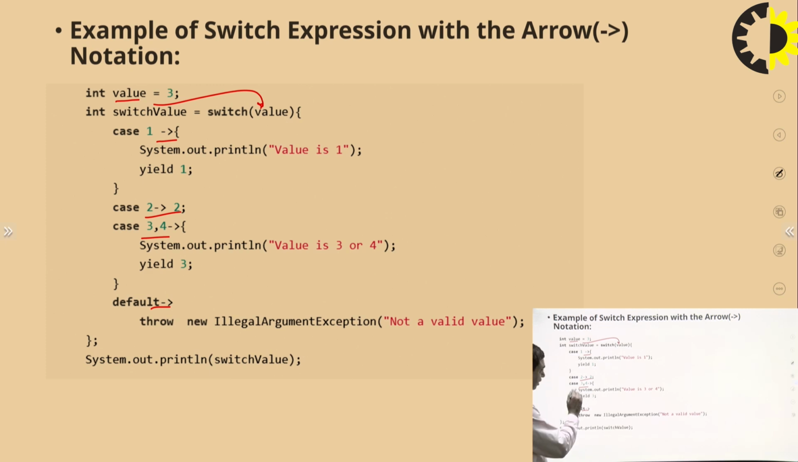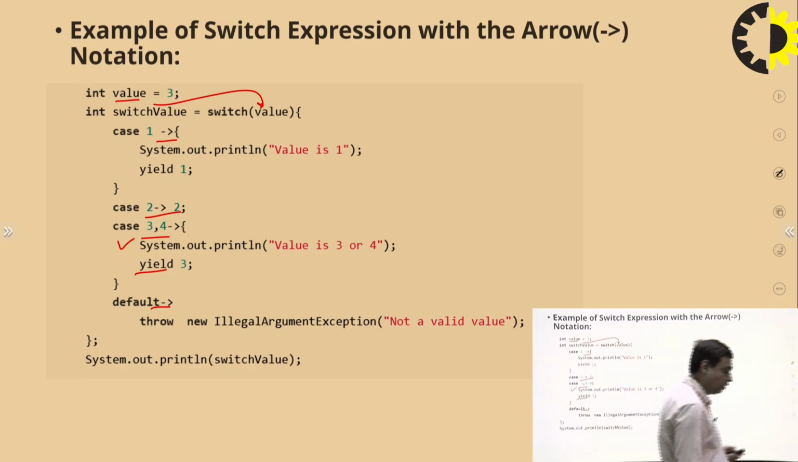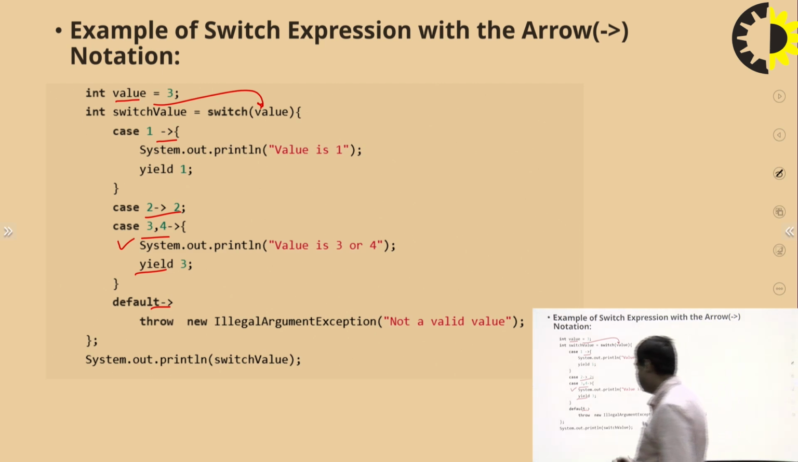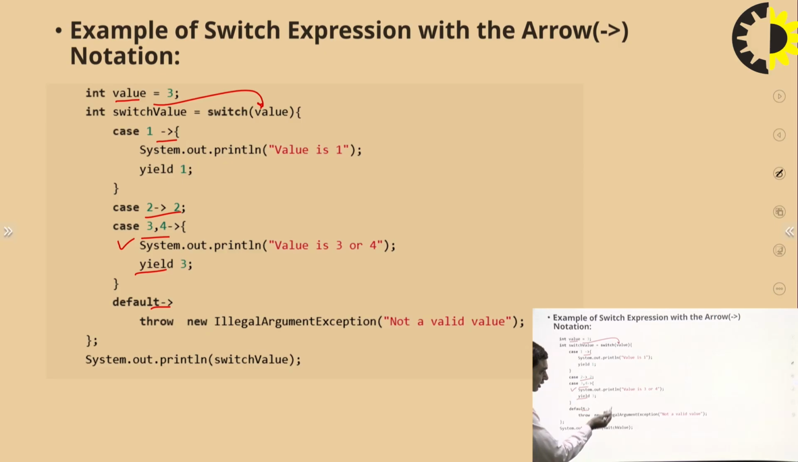In the case of 3 or 4, it will first execute this statement, then it will use the yield statement to return the value. If none of the cases match, it will go to the default and execute the statement of the default. In this case, we are throwing an exception. It is not necessary to always throw an exception in the default. It is just an example. If something is not matching, then you can throw the exception. Otherwise, you can do anything here. You can write any statement here and it can be executed.